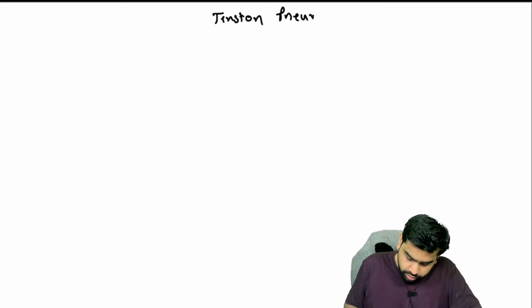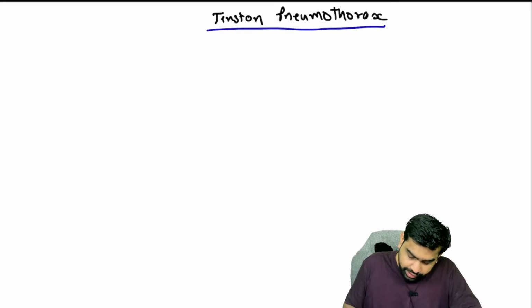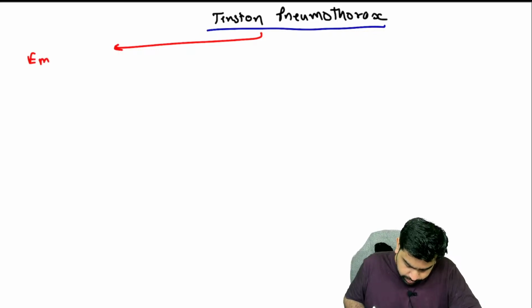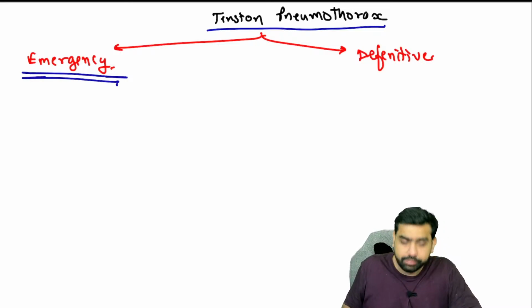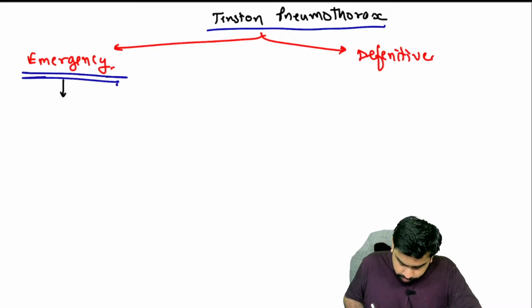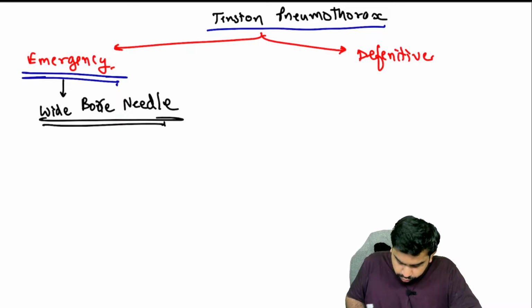How do you manage the patients of a tension pneumothorax? There is something which is called an emergency management, and there is something which is called a definitive management. What about the emergency management? Emergency management is basically by putting a wide bore needle. In the emergency management, you put a wide bore needle in cases of adults and in cases of children.